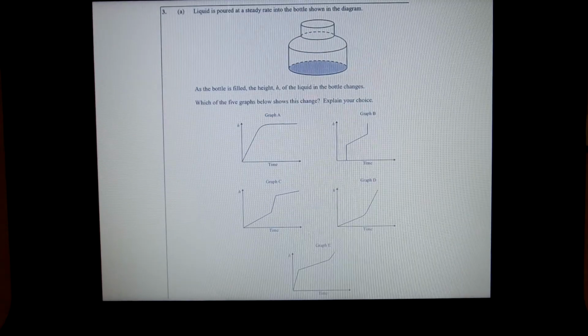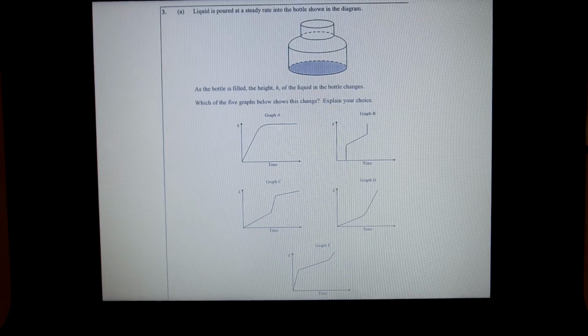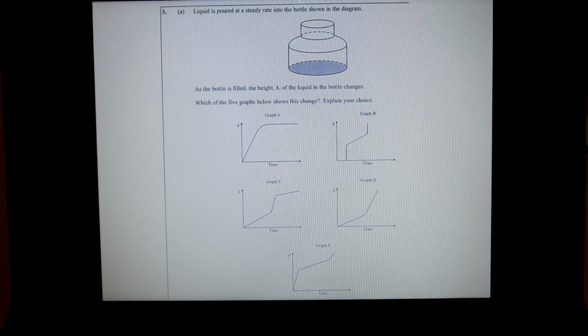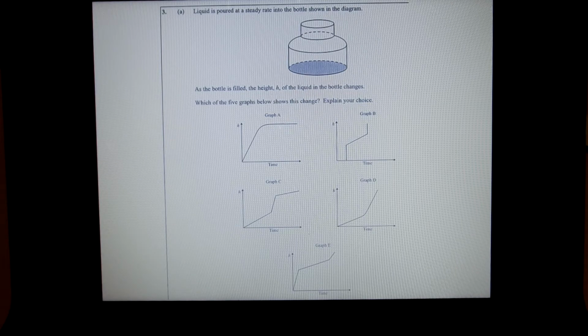And this is some graphs potentially to do with the filling of a bottle. So there's the shape of the bottle, and we have to identify which graph describes the change in height as water is poured steadily into the bottle.